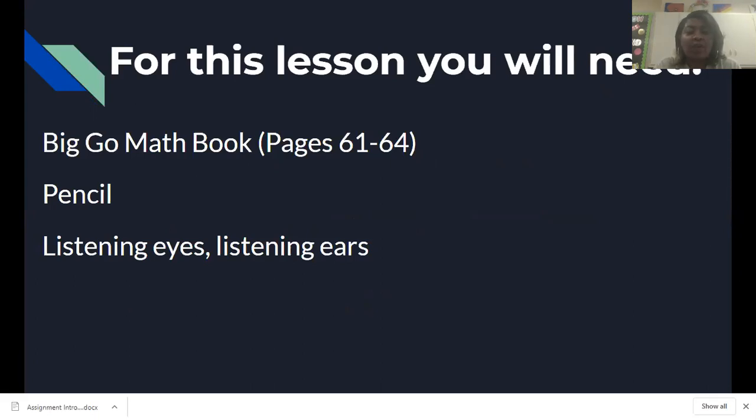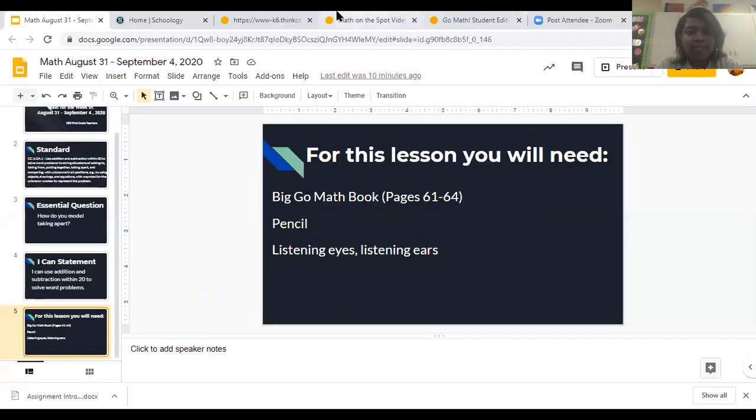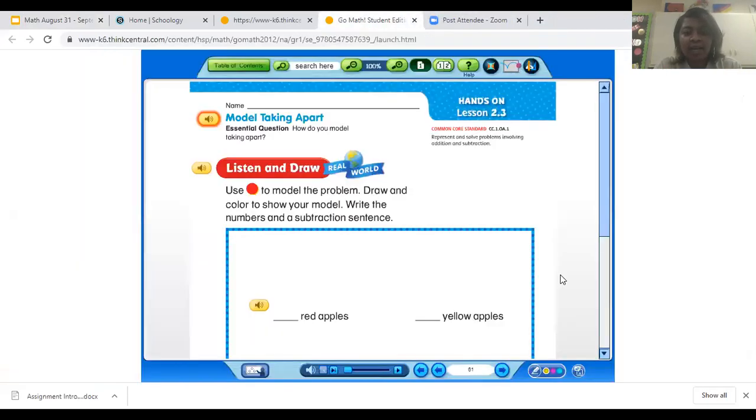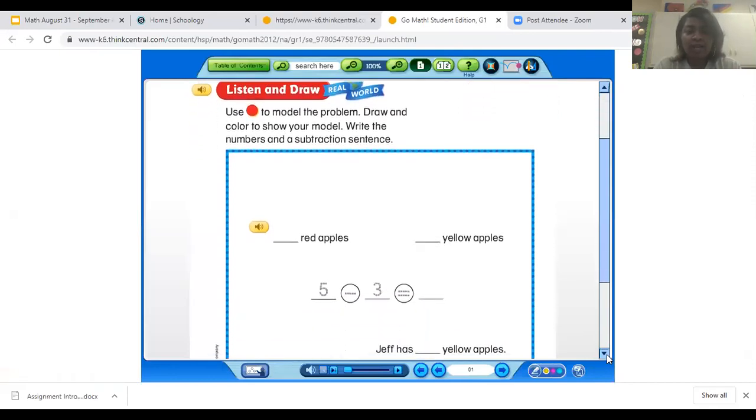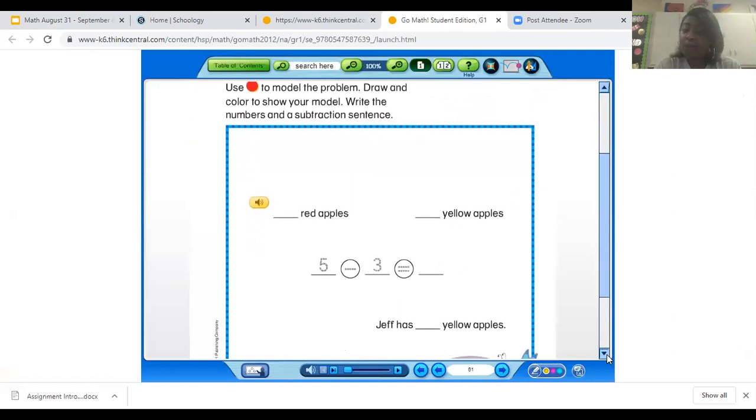For this lesson, you are going to need your Big Go Math book, pages 61 to 64. Remember, your Big Go Math book is the one that is thicker. And you're going to need pencil, listening eyes, and listening ears. So let's get our books out to page 61. And this is lesson 2.3. So we're going to listen and we're going to draw.